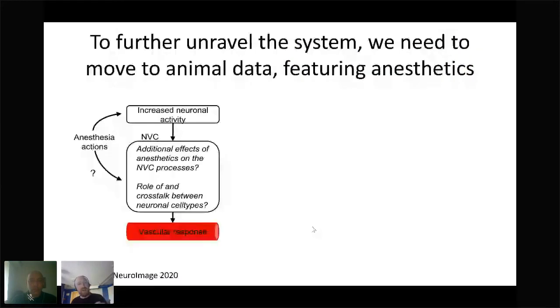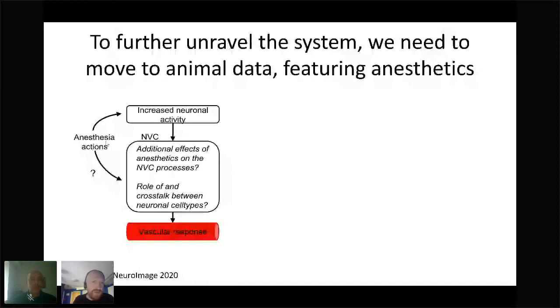So this basically argues that there is a positive feed-forward cascade going on, but that just says on a phenomenological level what happens. If you want to dive into the biology, we need to move from humans to animals, because there you can do much more in terms of unraveling the mechanisms. But the problem with animals is that they are often under anesthetics. And then the question is, what does anesthesia do? So we needed to sort that out first.